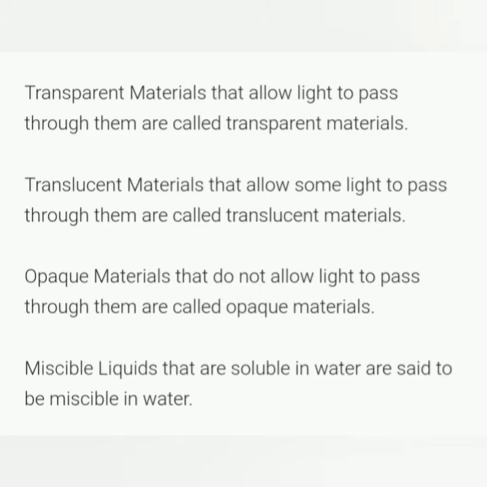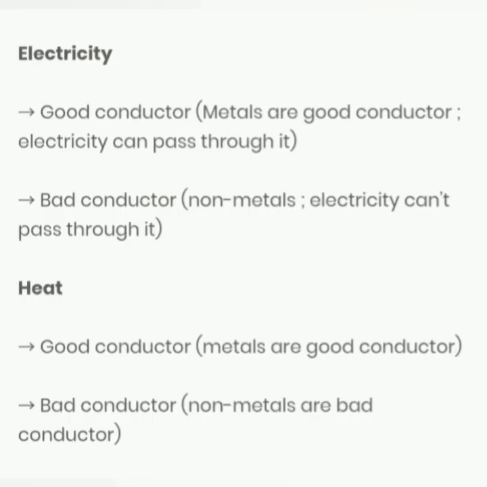Second is translucent. Translucent objects are those through which light may pass, but only partially. For example, milky glass and milk. Opaque objects are those through which light does not pass. They are called opaque materials or opaque objects. For example, wood, metal, rock, wall, etc.